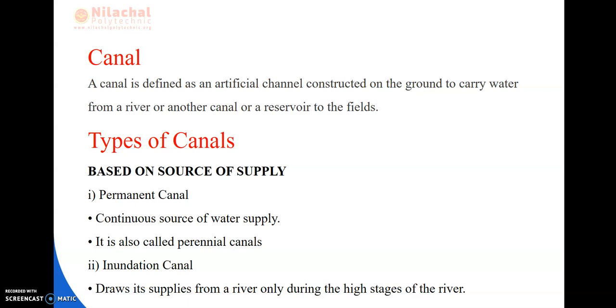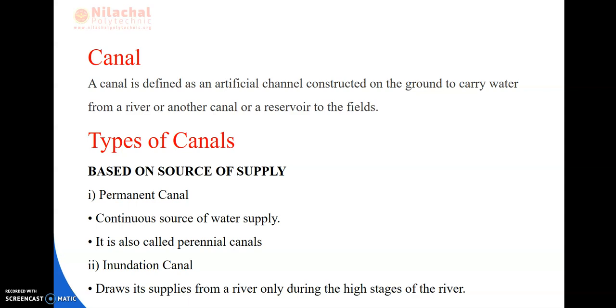So first, what do you mean by canal? All of us have seen a canal while going on the road. A canal is defined as an artificial channel constructed on the ground to carry the water from a river or another canal or a reservoir to the fields.